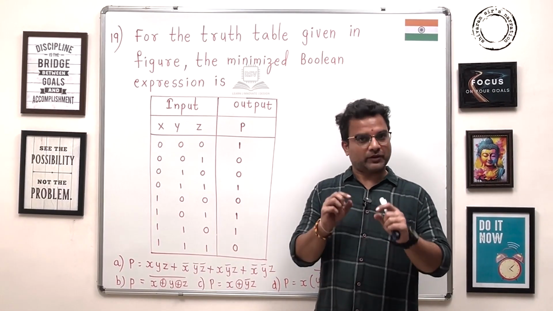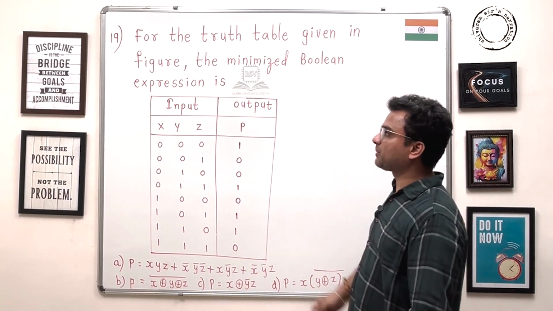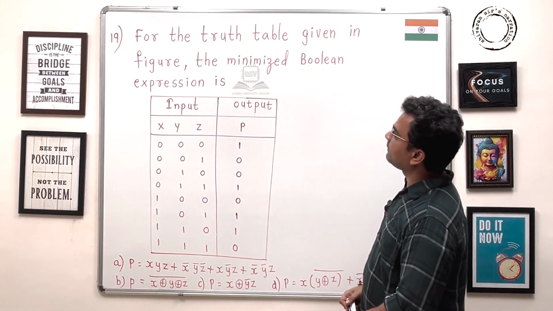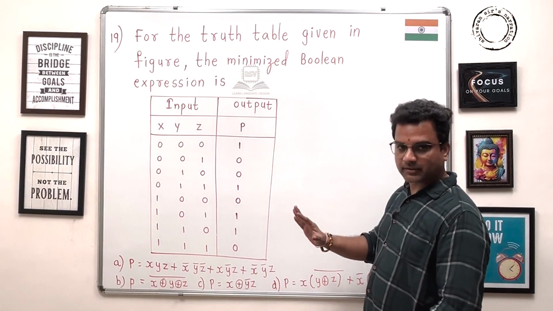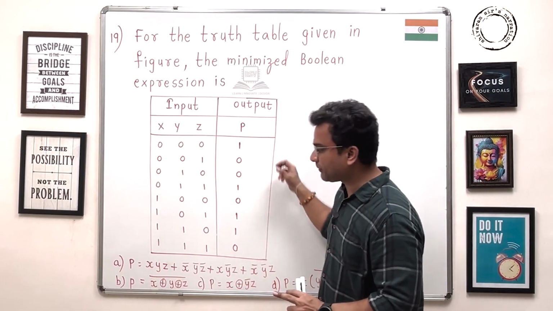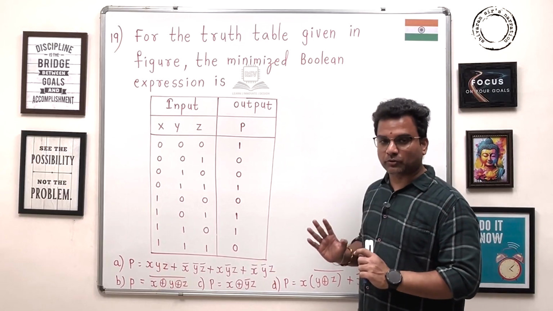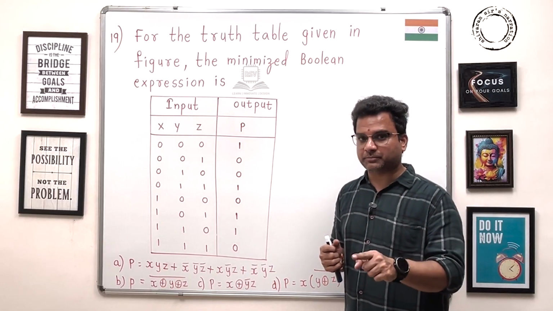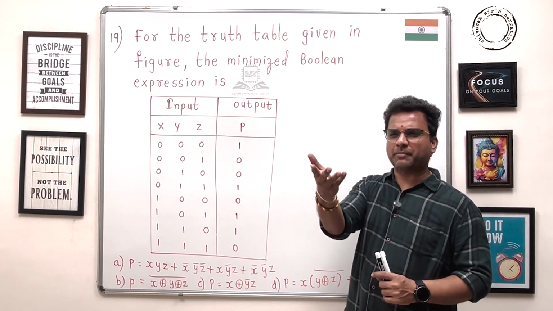Okay guys, the minimized Boolean expression for the given design requirement. Okay, let's dive into question number 19. For the truth table given in the figure, the minimized Boolean expression is, guys, this is the truth table. They have given the requirements in terms of a truth table, right? Now, as per this truth table, what is the minimized expression we want to find out? It's very simple. Just map into a K-map and get it.